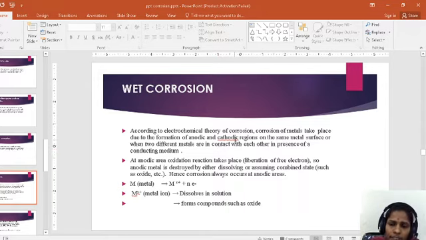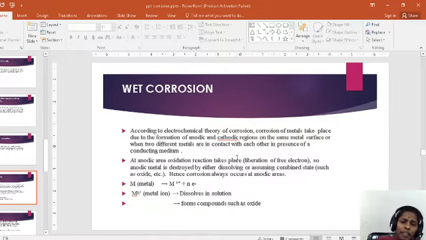According to the electrochemical theory of corrosion, corrosion of metal takes place due to the formation of anodic and cathodic regions on the same metallic surface, or when different metals are in contact with each other in the presence of a conducting medium. In the galvanic cell we have already seen that. In the same way, in the electrochemical theory of corrosion, on the same metallic surface we have the anodic part and the cathodic part when the metal is exposed to the electrolyte.